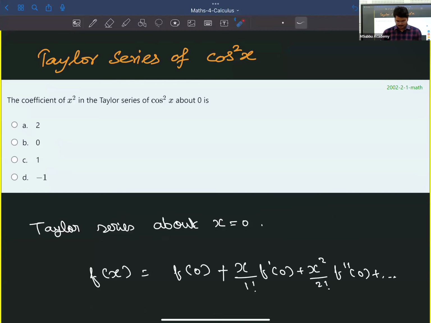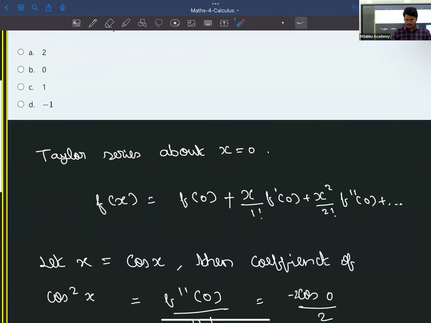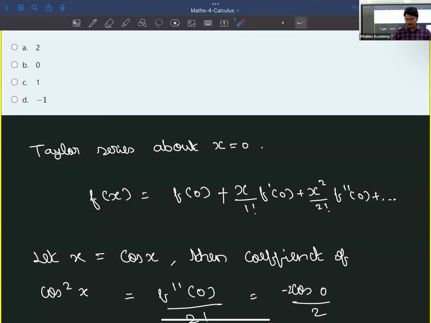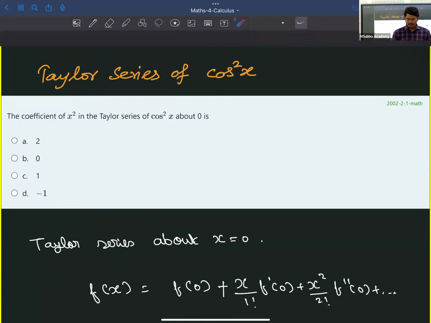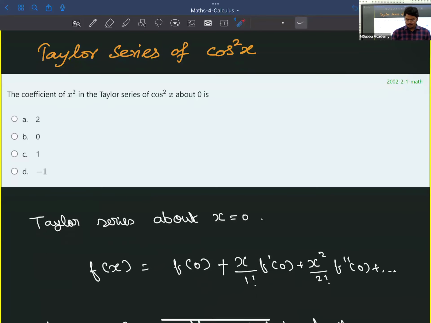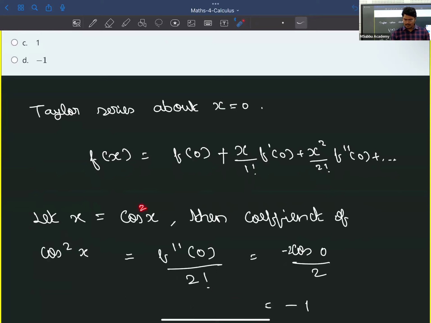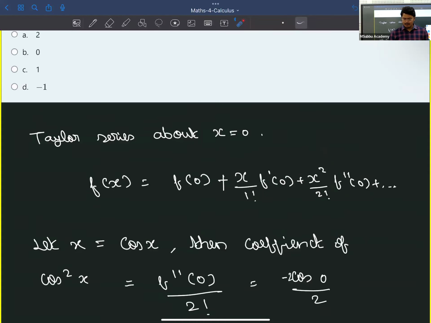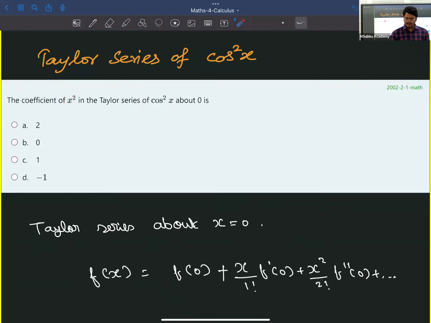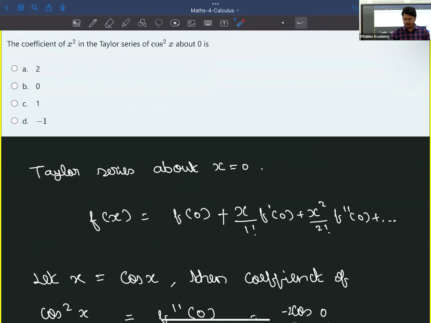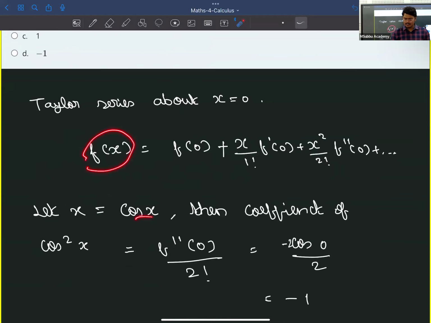So the doubt was, see this problem, why do we take cos x as a cos x? What they have asked is the coefficient of x square here. When you take this function directly as cos square x, this term will become cos square x. So what they are asking is the coefficient of x, not cos x. When you take the function directly as cos x, the Taylor series will be for the cos x expansion, which is totally different from the problem.